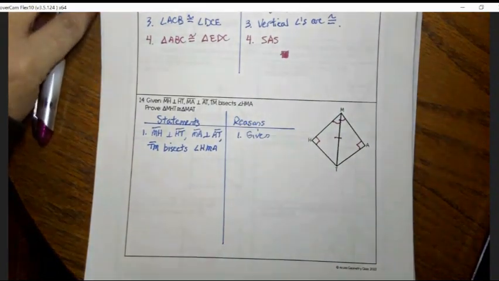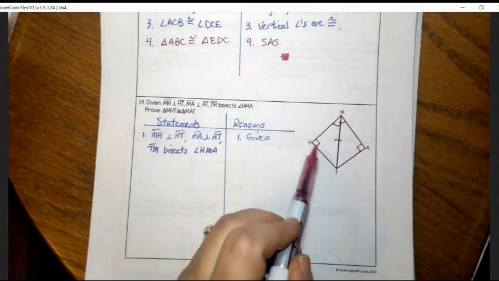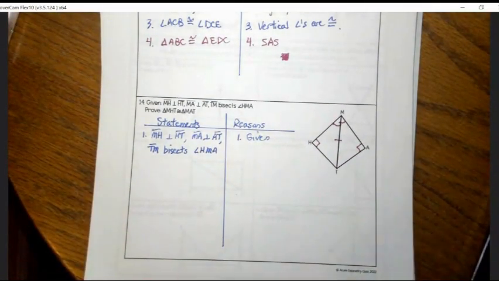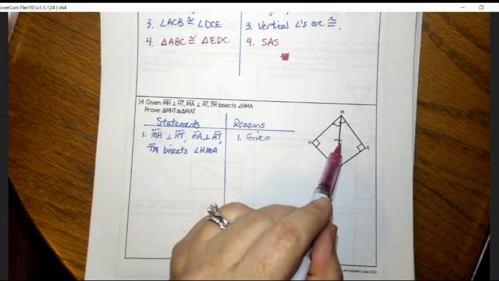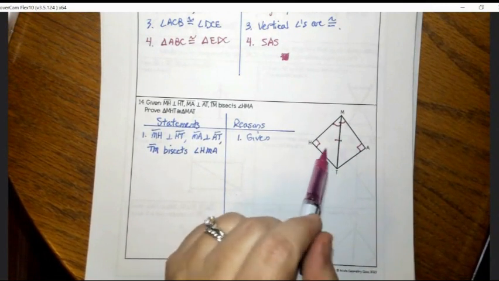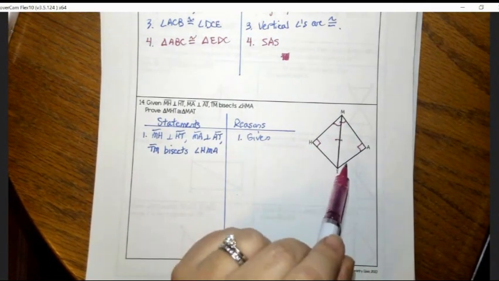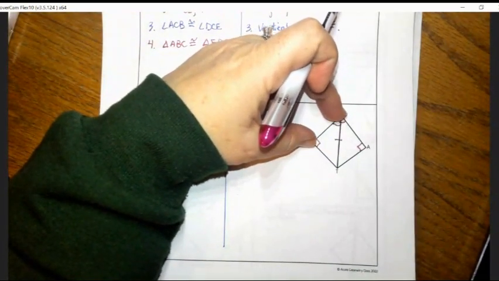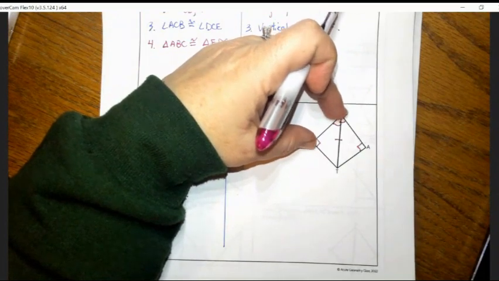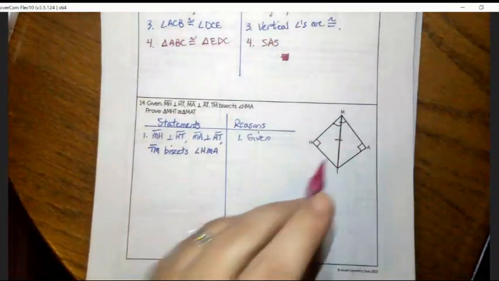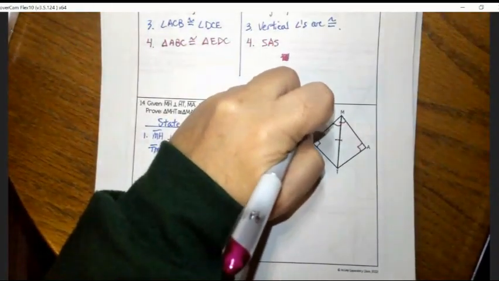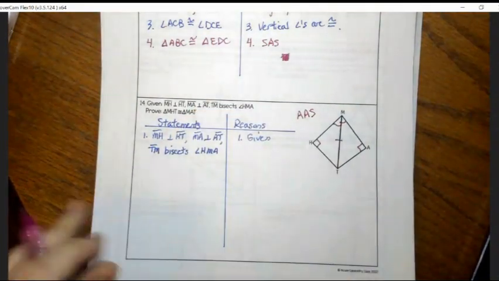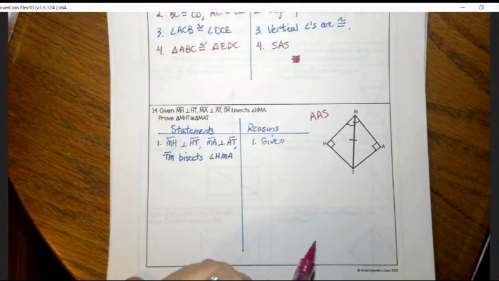Okay, so you might be tempted to use HL with this one since it's got a right angle, but we have two angles and a side. HL would need two sides. So this is either ASA or AAS. If I look at the two angles, the side that is marked is not the one between those two angles, so it's next to the angles. So this is AAS. And in the given information, they didn't say anything was congruent.